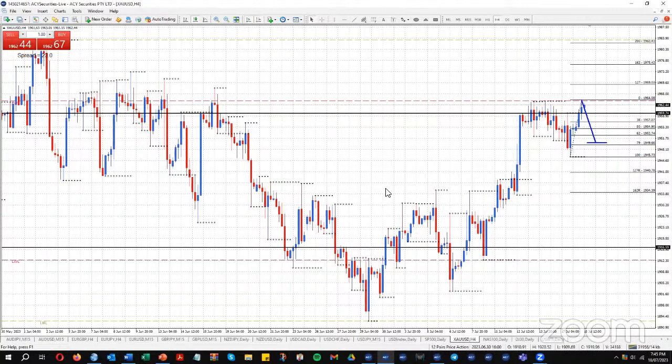Buying at some form of support. Here's 4-hour support, an inverse head and shoulders pattern maybe down there for a move higher. Okay, that would be the better area to watch.